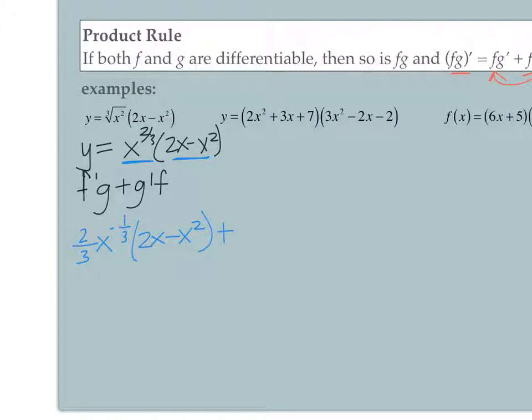Then I go plus, and now it's g prime that I use. Or you can write f first, it really doesn't matter. But if I'm taking g prime, the derivative of what's in the brackets there, 2x is 2. And what's the derivative of negative x squared? Negative 2x. So it's going to be 2 minus 2x times f, which is just x to the 2/3.